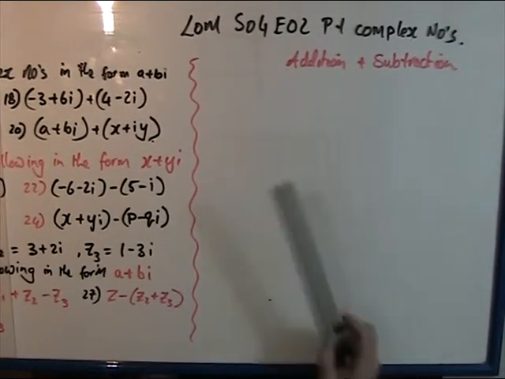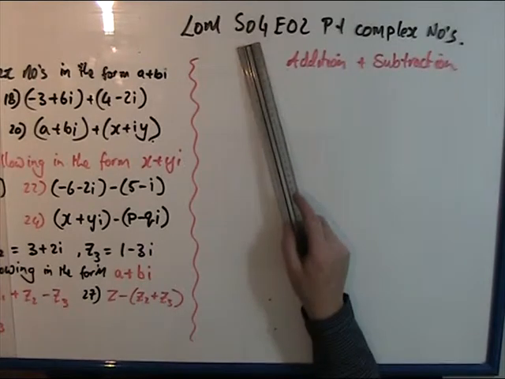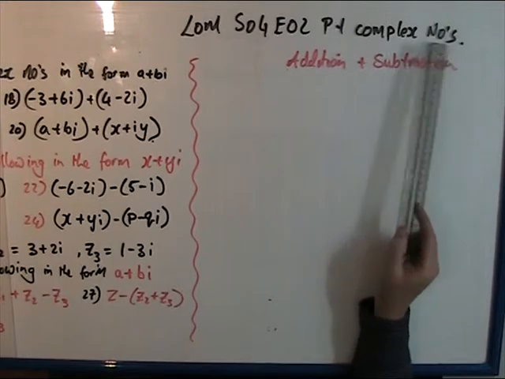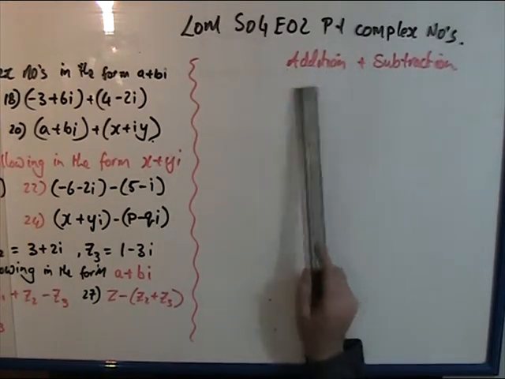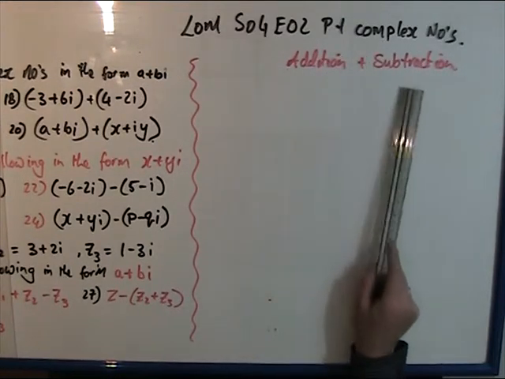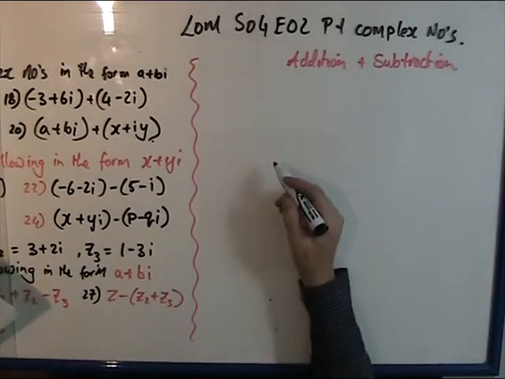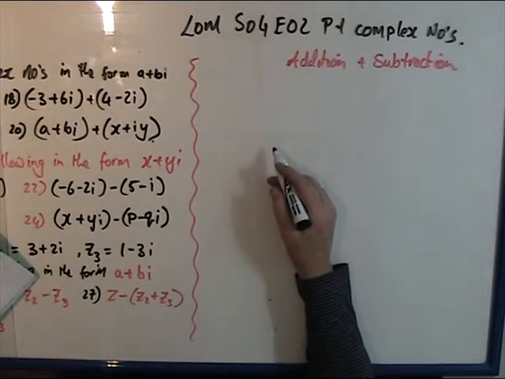Now today, Leaving Cert Ordinary Level Maths, we're on Series 4, Episode 2, and we're dealing with Paper 1. It's complex numbers, and we're dealing with question 4 on Paper 1. Today is addition and subtraction of complex numbers, and I'm just going to do a few questions here. It's pretty straightforward. I'm just giving plenty of questions so that you can get a hang of it.